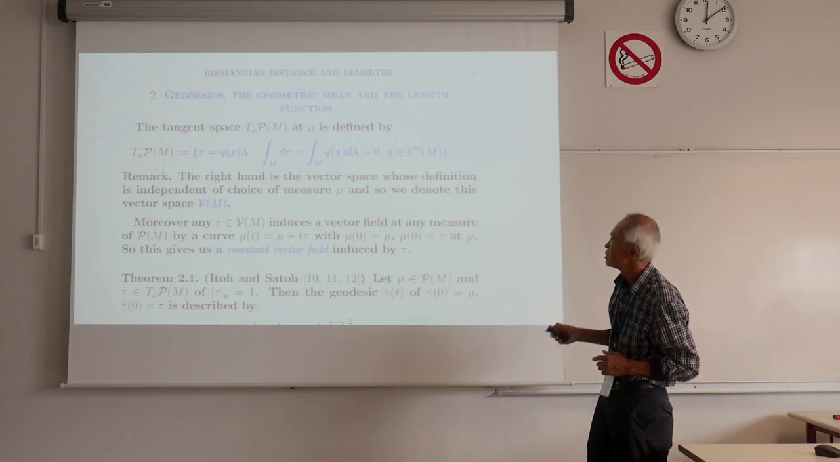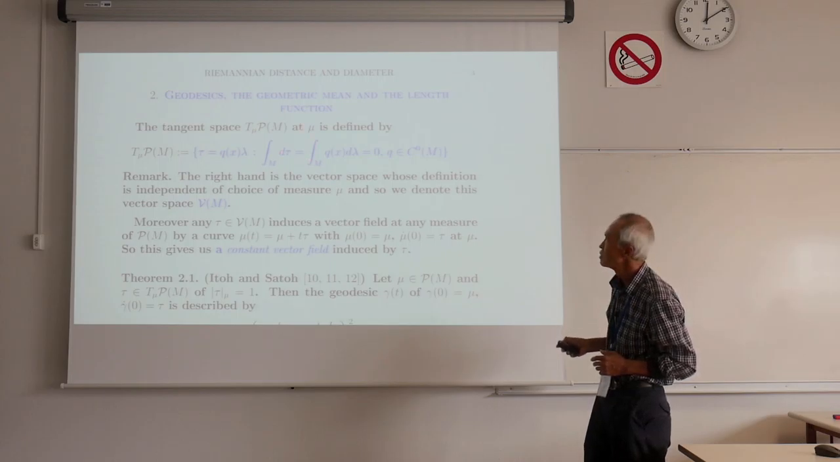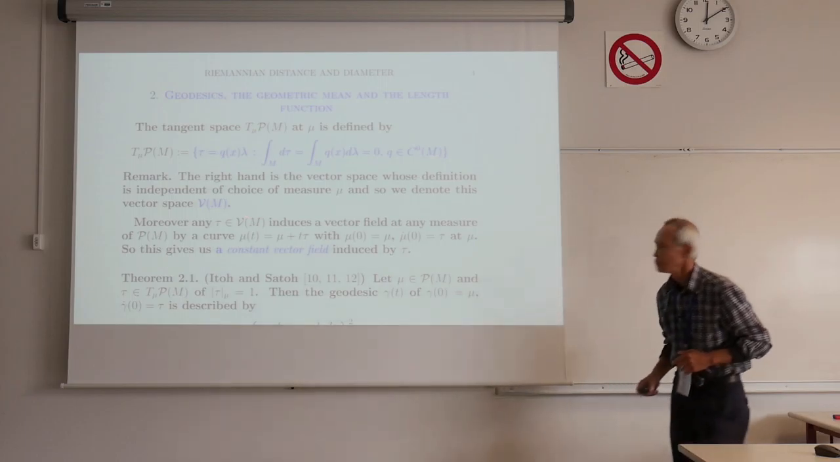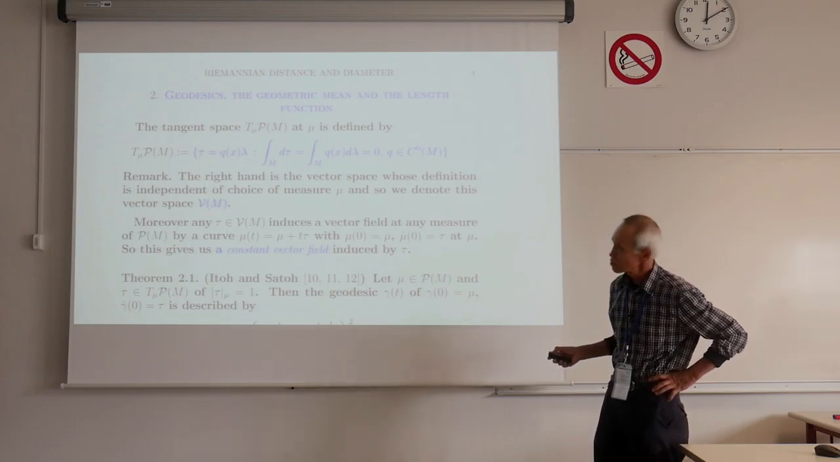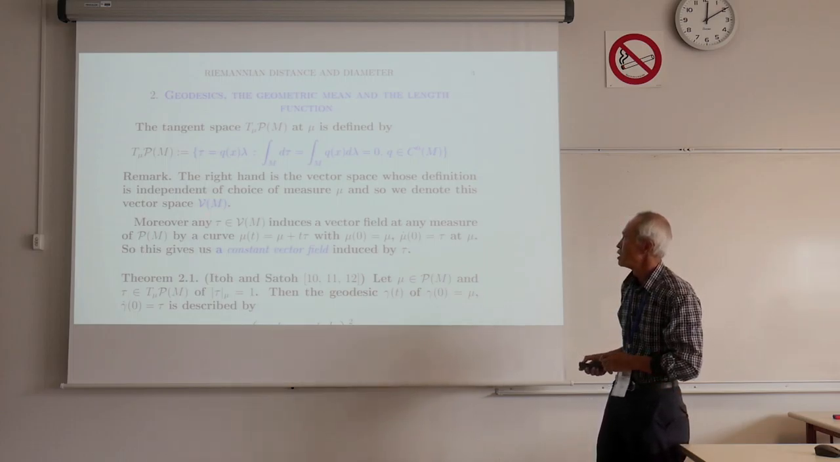So the tangent space is just a measure, just a measure, but the integration is just zero. This is just the tangent space at the point, at the probability measure mu. But the right hand side is defined in terms of measure free, so we can write this vector space script nu m.